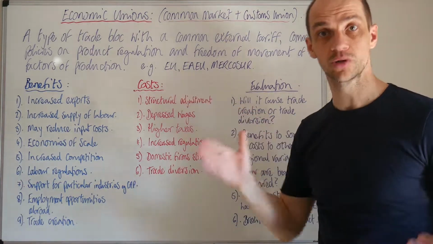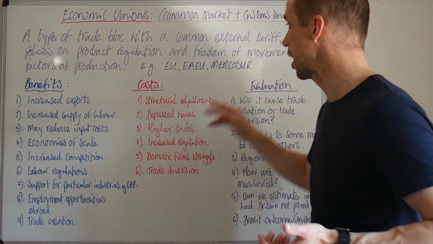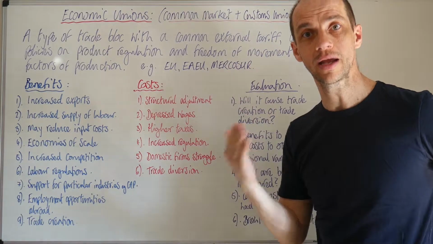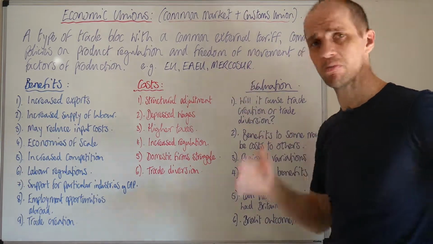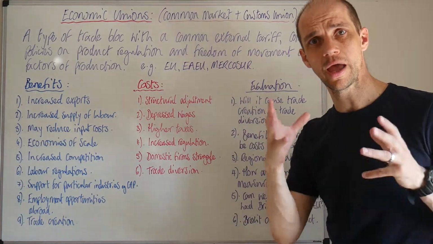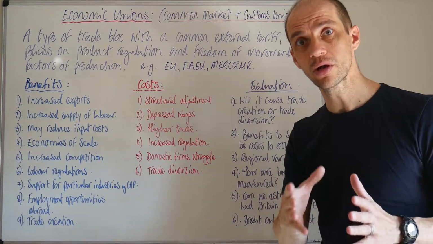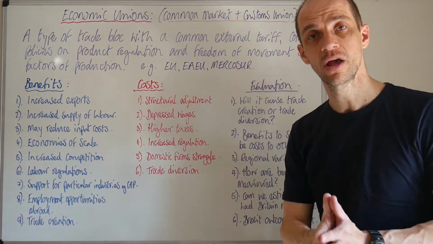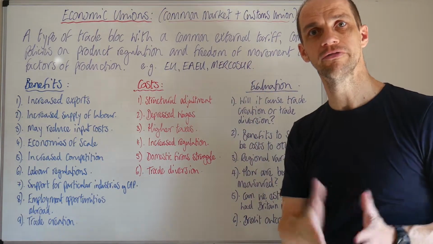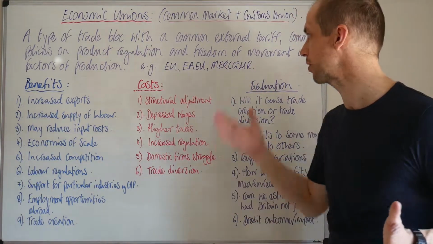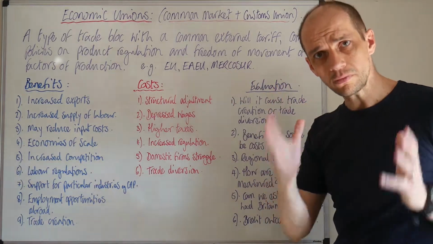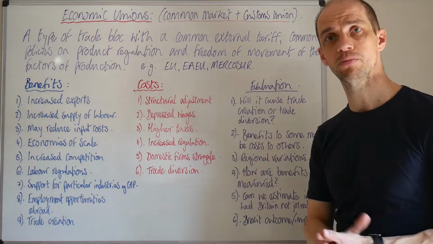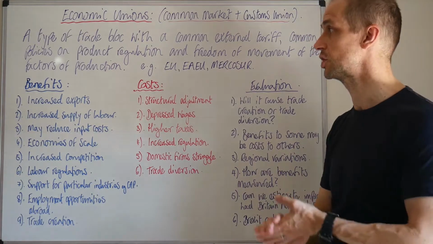Examples, of course, include the European Union, as well as the Eurasian Economic Union, and also Mercosur, which is a number of South American countries which have joined together to form an economic union. That consists of Brazil, Argentina, Paraguay, and so on. So there are a number of good examples that can be cited in relation to this.